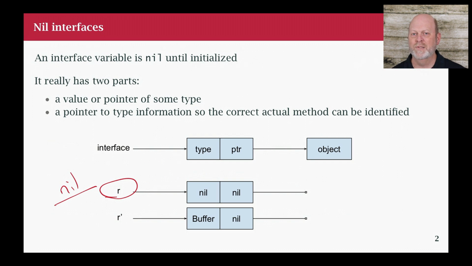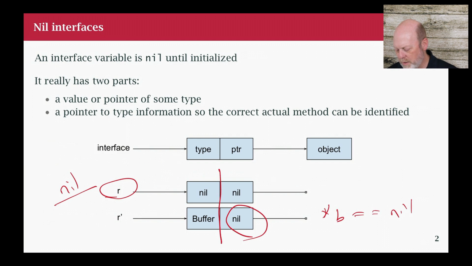R prime is subtly different. The pointer to the value is still nil because we assigned it B, but B was equal to nil, the nil pointer. So the value part of this is nil, but notice over here, the type part is not nil anymore. So this interface now says, instead of being nil, uninitialized, I have a nil buffer pointer, and I know it's a pointer to a type buffer.